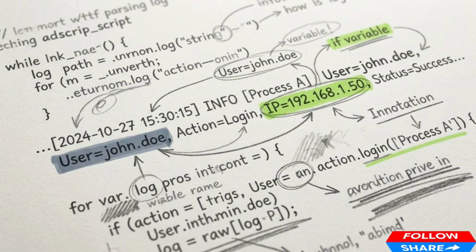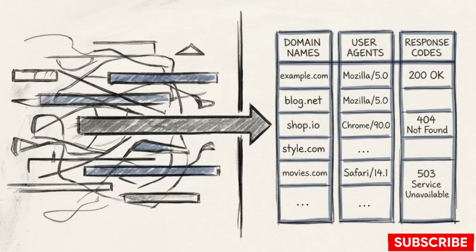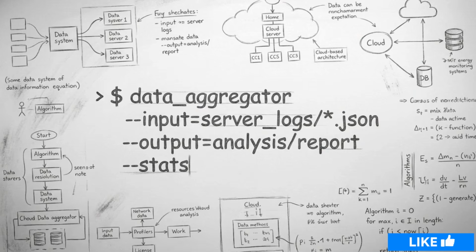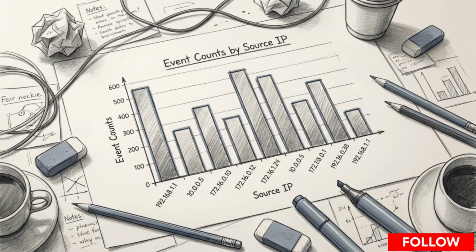Analysts isolate variables using eval and split functions against raw content fields, separating the domain name from the user agent and response codes. With the data accurately parsed, they run a stats command, grouping and aggregating thousands of log entries by source IP and query type.